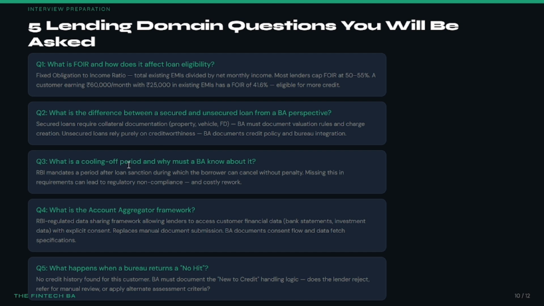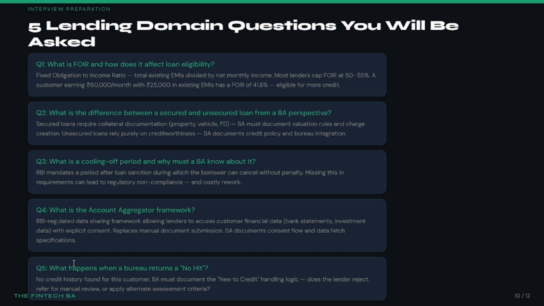What is the cooling-off period, and why must a BA know about it? You should know that the RBI mandates a period after loan sanction during which the borrower can cancel without penalty, and all that. What is the Account Aggregator framework? We should also understand the Account Aggregator framework and have basic knowledge of it.